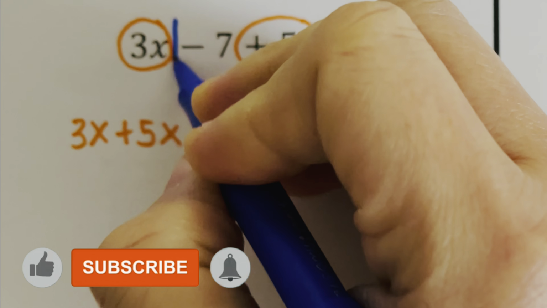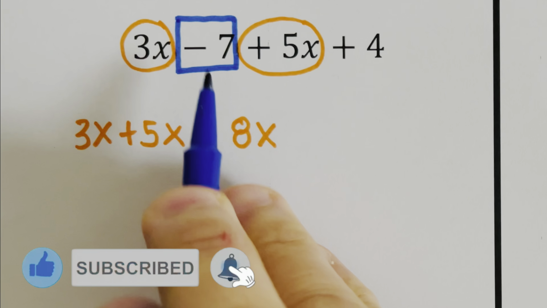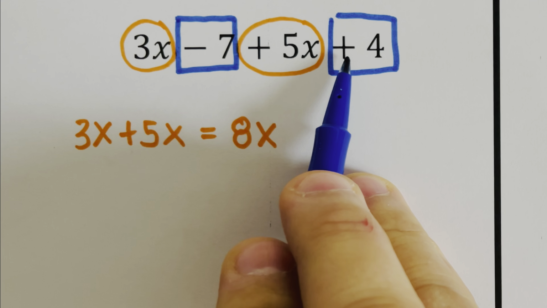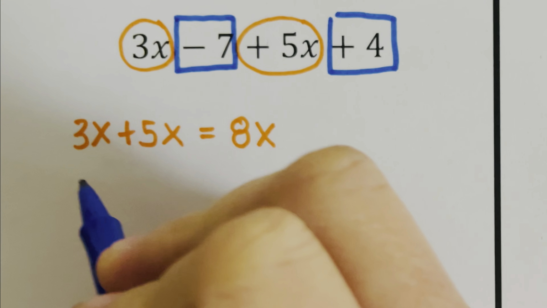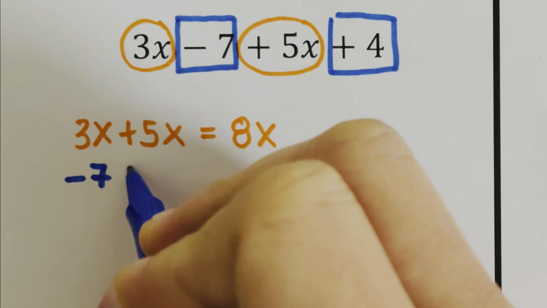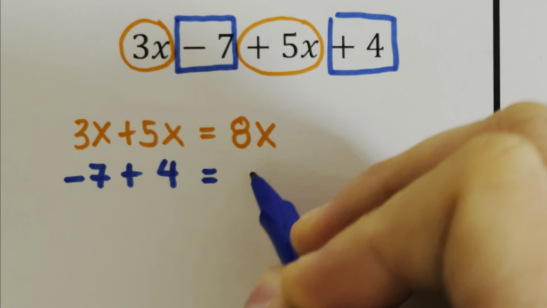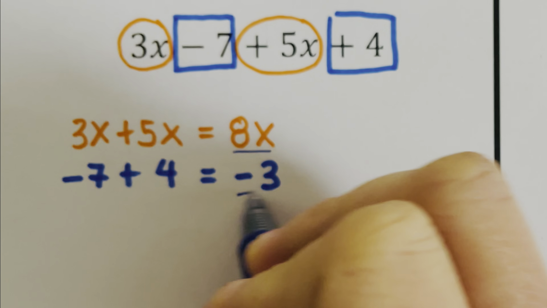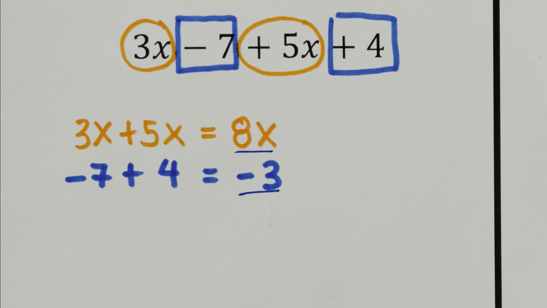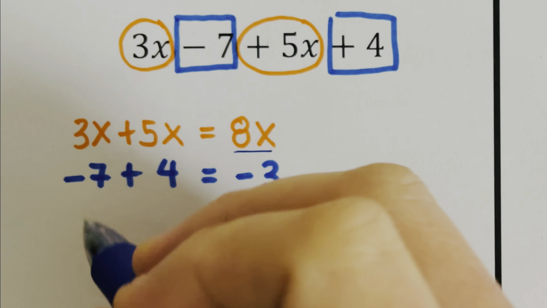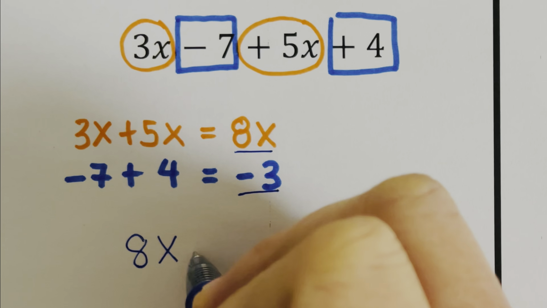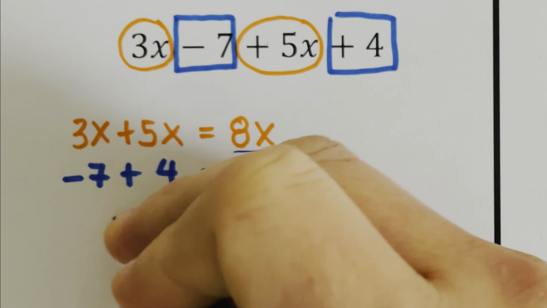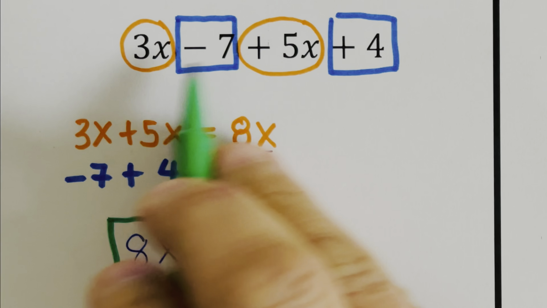So we can combine those that do not have x on them. I can use a different shape for the constants, those that don't have the x. So negative 7 and positive 4 shall be combined together. Negative 7 plus 4 is equal to negative 3, which means that these two would be the combined version of this expression. So the simplified version would come out 8x minus 3. I'm going to put this inside the box. Again, this is the simplified version after we combined like terms.